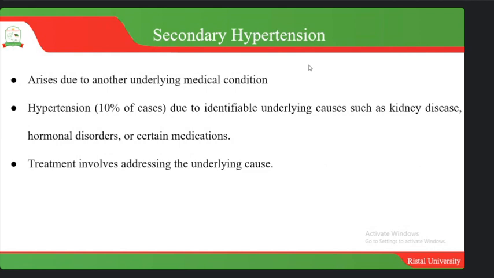So here, it arises due to another underlying medical condition. There can be another condition that predisposes our patients to secondary hypertension. Having mentioned the different conditions above, we talked about kidney conditions, renal failures, and diabetes. Also, this can predispose our patients to secondary hypertension, and we get about 10% of such cases, due to identifiable underlying causes such as kidney diseases, hormonal disorders, and certain medications which I've already mentioned.